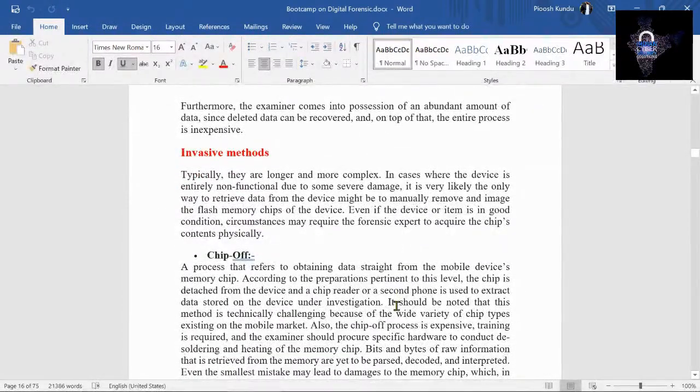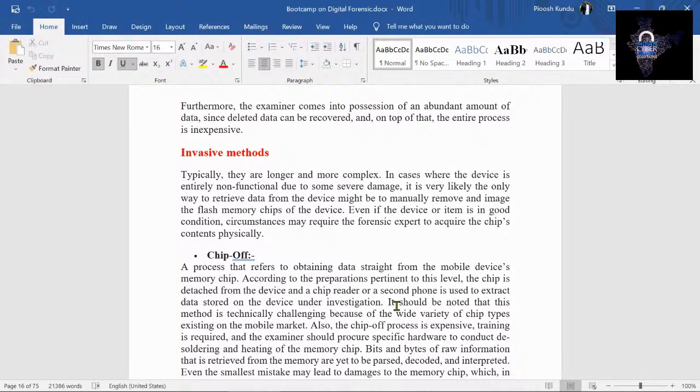Furthermore, the examiner could come into possession of an abundant amount of data, and since the data can be recovered and the entire process is very inexpensive in nature, that covers the first part. The second part is the invasive method. Typically it is a longer and more complex method in the digital forensic field.